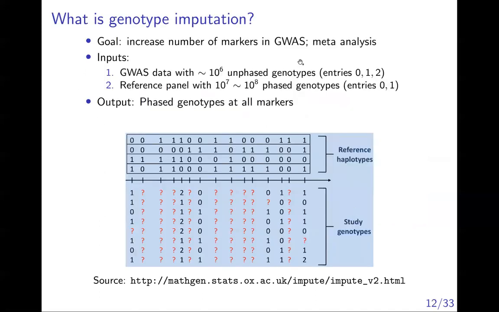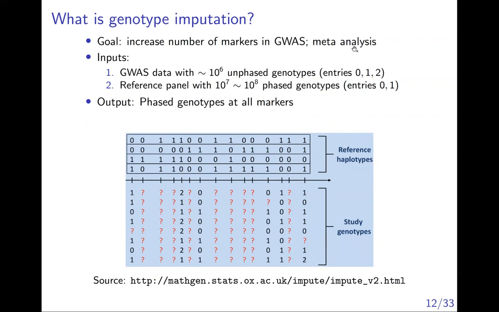So genotype imputation, right? What is it? What is the goal? First of all, the main goal is you can increase the number of markers in the GWAS. You have 1 million SNPs, you can impute them, and then suddenly you get 10 million or 100 million SNPs. Another goal is to do meta-analysis, right?